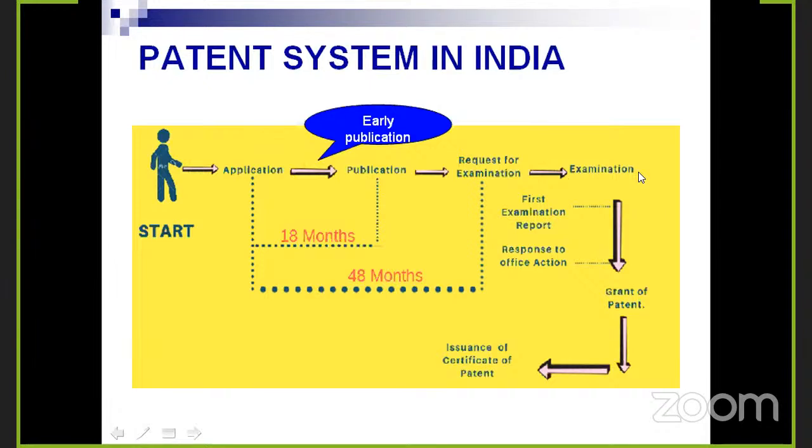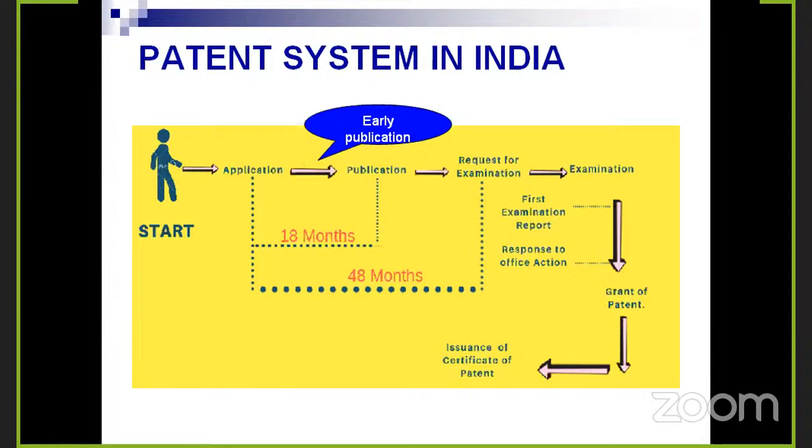Now, once you file a response to the office action, the examiner will go through it, and if he is convinced, he may issue a notice of grant for the patent. And if he is not convinced, he can issue another examination report, or he can call for a hearing. Now, the hearing generally happens through video conferencing these days. So there will be a virtual hearing where the agent and the applicant can speak to the examiner and put forth their points and have an open discussion.